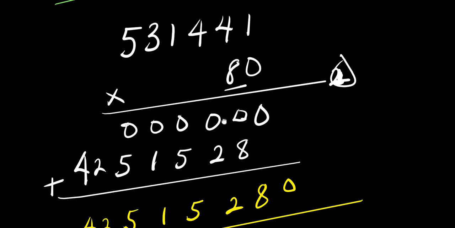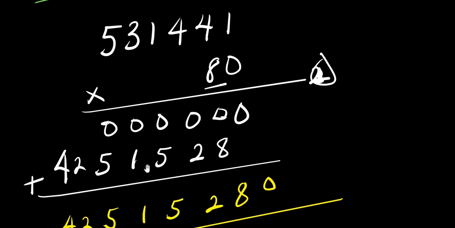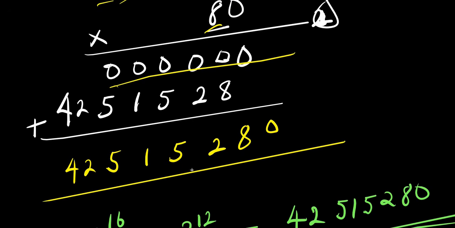So after the multiplication, remember you are going to add. Use 0 to multiply first. 0 multiplies everything here, you have the same thing. Then use 8 to multiply each of these terms here. And that will give you this 4251528. So from here you add that together, then you have your answer.